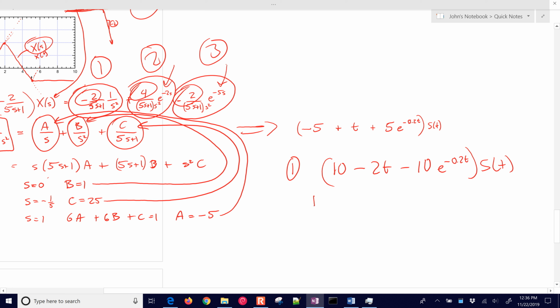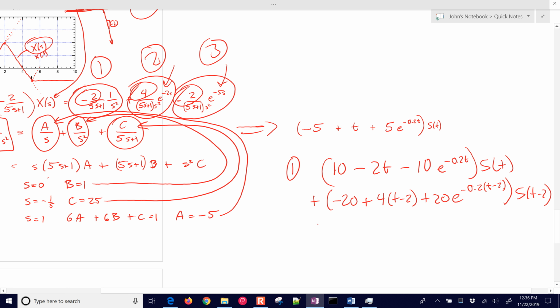And then I'm going to add to that the second term, which is minus 20 plus 4, now I need to apply the time shift, (t minus 2), plus 20 times e to the minus 0.2, apply the time shift here as well, (t minus 2). And that's going to be u of t minus 2.